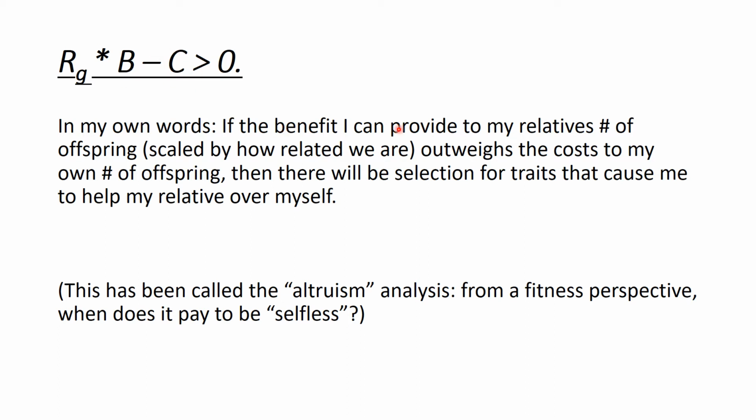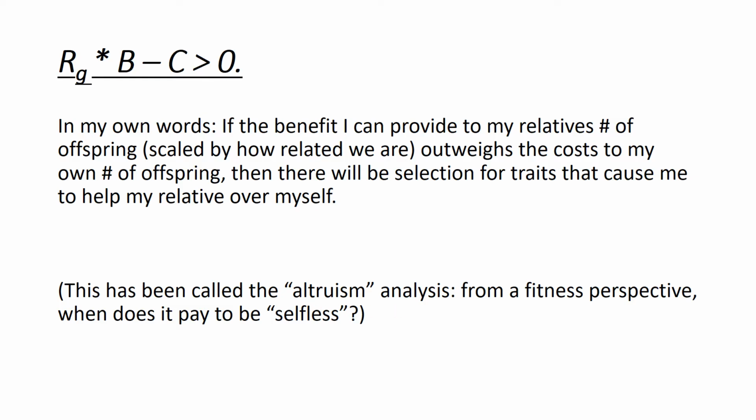If the benefit I can provide to my relative's offspring, scaled by how related they are, outweighs the cost to my own number of offspring, then selection will be favoring the traits that cause me to help my relative over myself. So this is really the equation that helps to assess whether or not altruism makes sense.